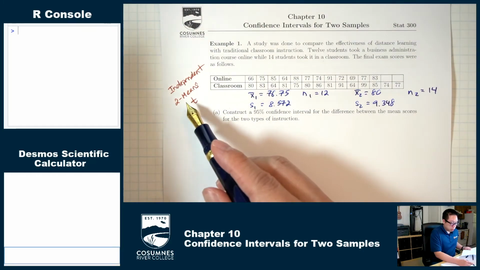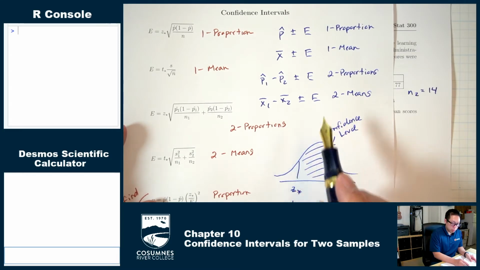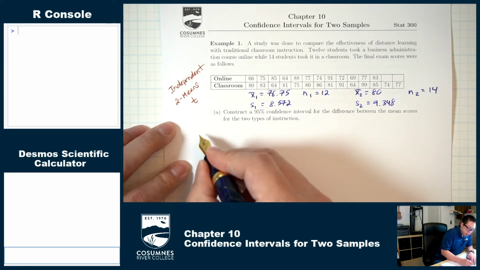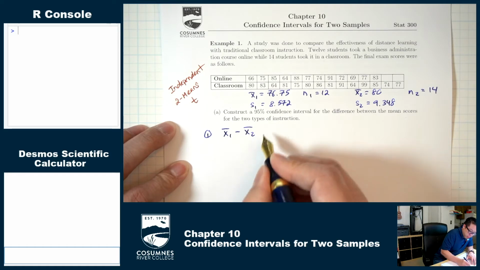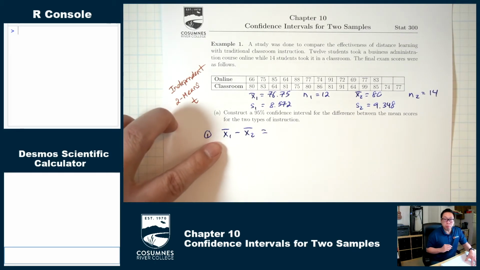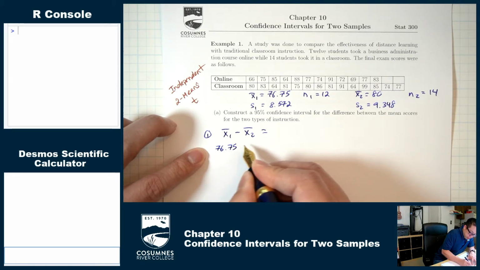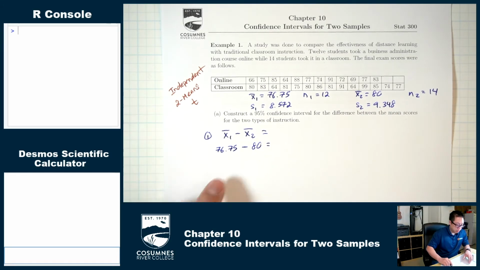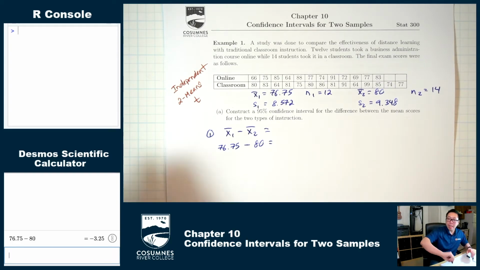This is a two means situation, so our final product should look something like x1 bar minus x2 bar plus or minus the margin of error. So the first thing I need to compute is x1 bar minus x2 bar. X1 bar is the 76.75. X2 bar is 80. And then 76.75 minus 80 is negative 3.25.